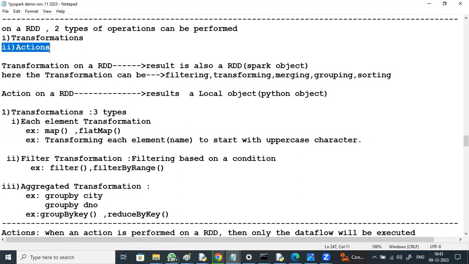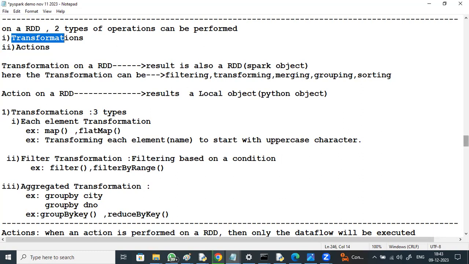Whenever you perform any action on an RDD, the result is a local object, meaning a Python object. If you want to get a Spark object, we have transformations and actions every time. Observe, if you perform a transformation, the result is an RDD. An action results in a Python object.